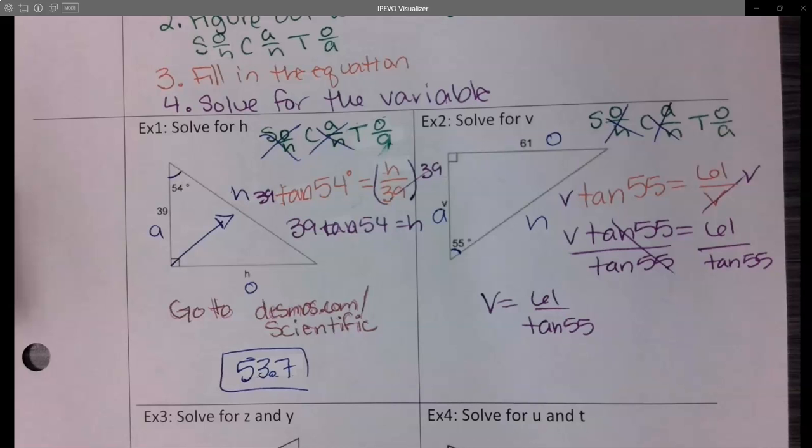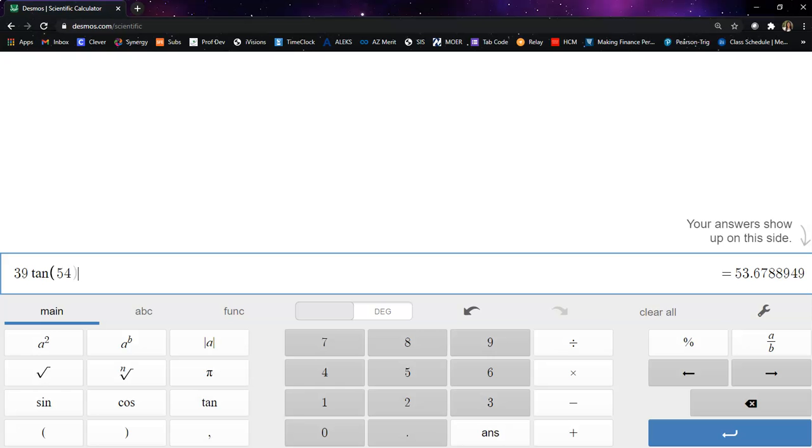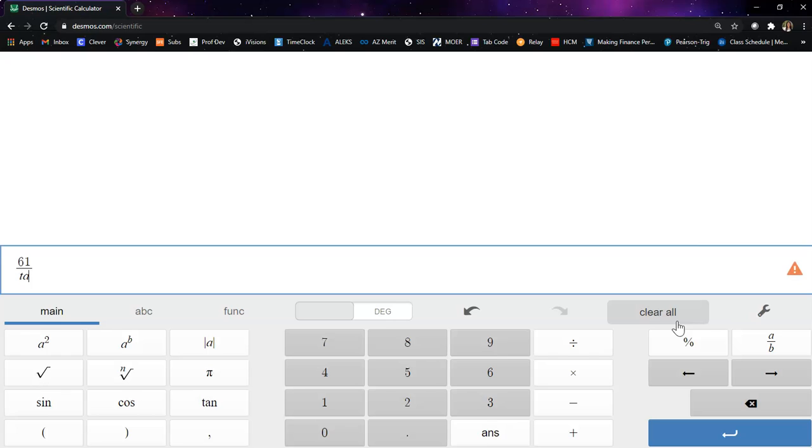Then I can go to Desmos. So I want to do 61 divided by tan 55, which gives me 42.7.